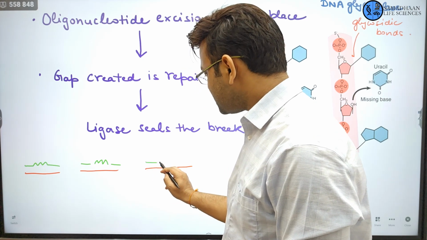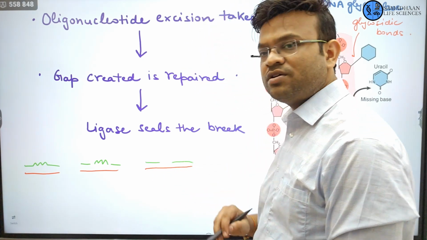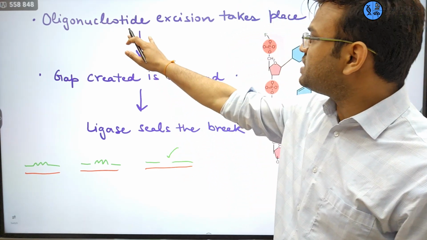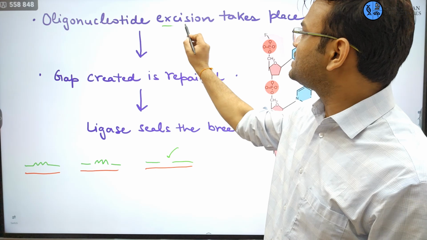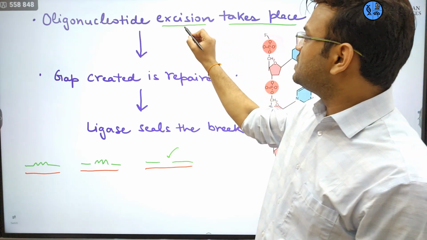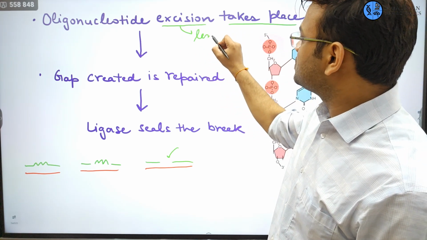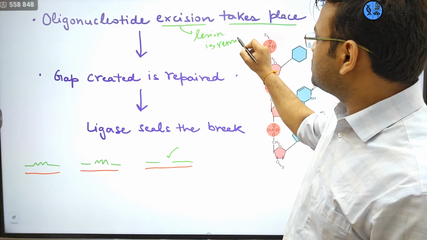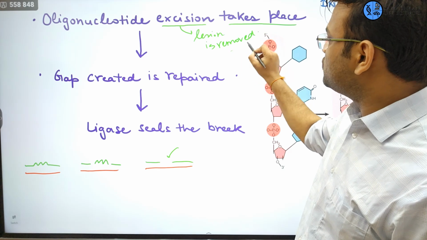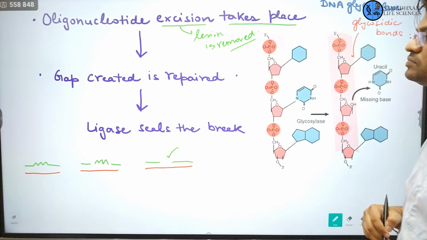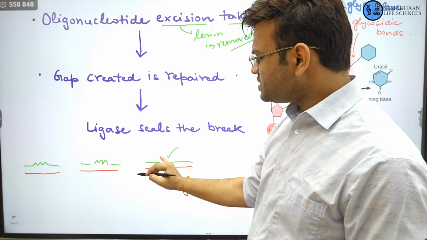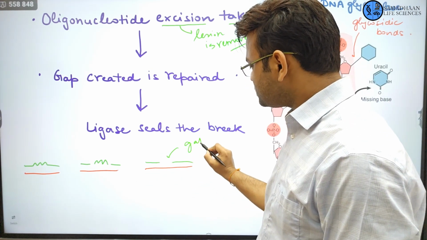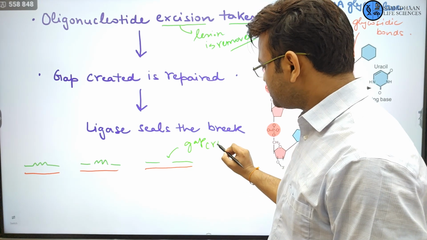And in the third stage, what is happening? The lesion has been removed. That means there is no lesion over here. That is what is written over here: oligonucleotide excision takes place. That means the lesion is removed. Now over here you can see that after the removal of the lesion, a gap is created. This is the gap created.